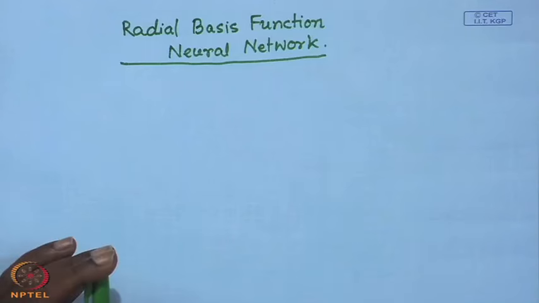Hello. So, in the last few classes, we have talked about neural networks and the application of neural networks for pattern recognition. Particularly, we have talked about two types of neural network. One was the Hopfield neural network, where we have said that Hopfield neural networks are basically meant for binary feature vectors.